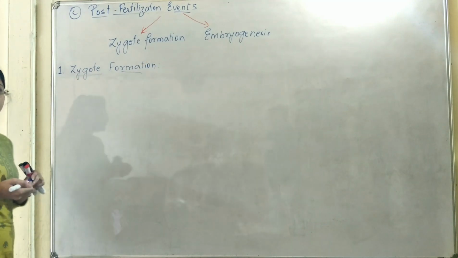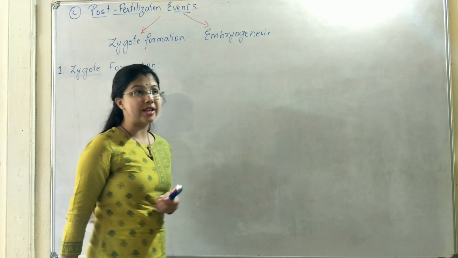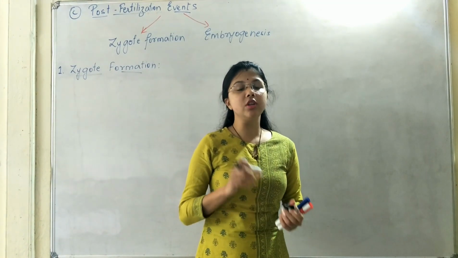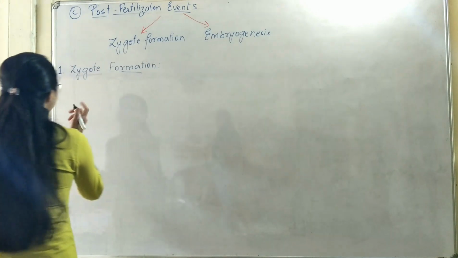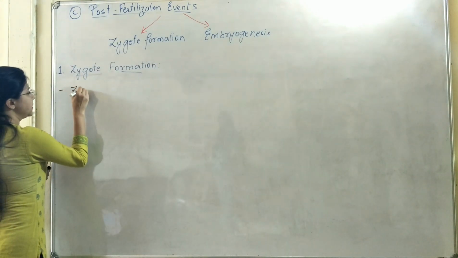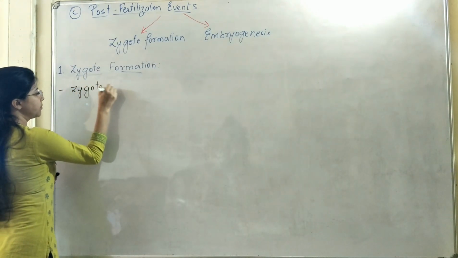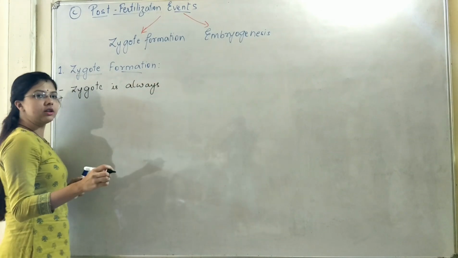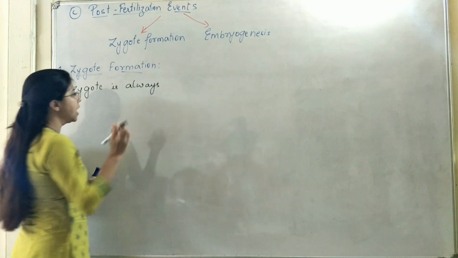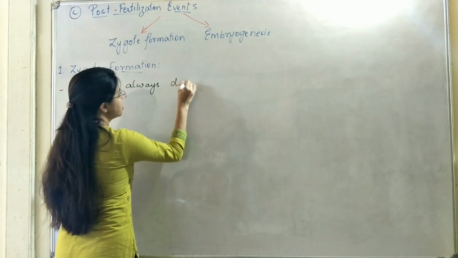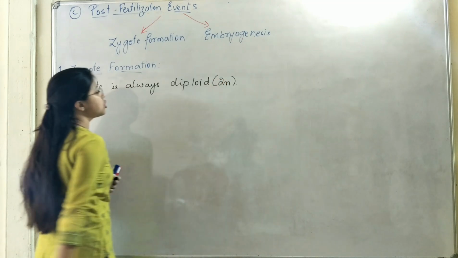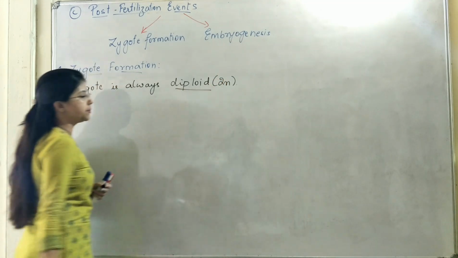Now, when you talk about zygote, as I told earlier that gametes are always haploid, similarly, you need to keep in mind that the zygote is always diploid. Whether the body of the organism is haploid or diploid, the zygote that is formed as a result of the fertilization event is always diploid.